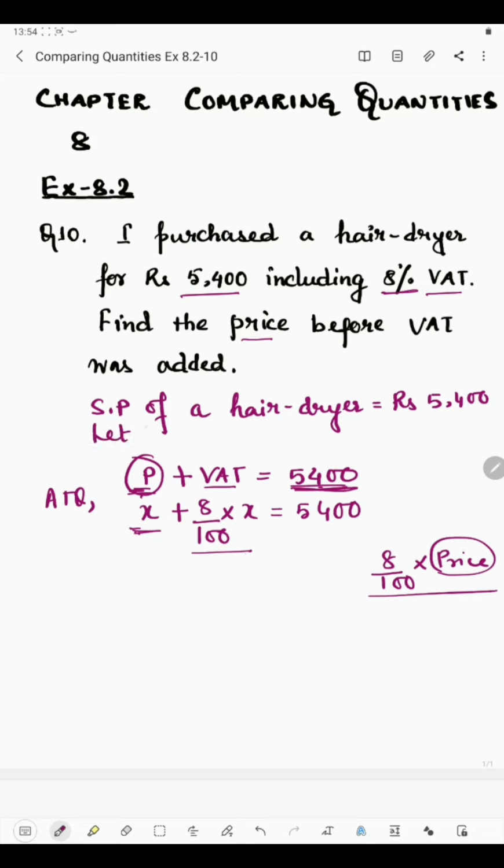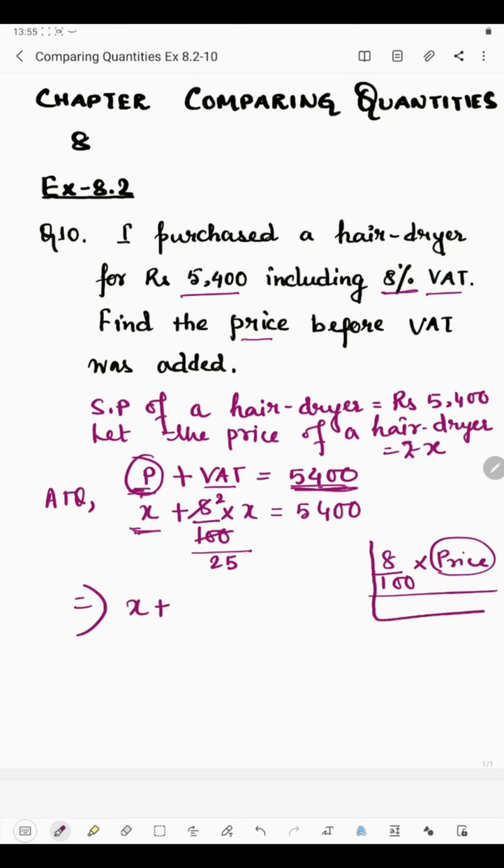So before this you just mention, let the price of the hair dryer be X rupees. Okay, now here 4 2s are 8, 4 25s are 100. So X plus 2 into X, if you multiply the numerator we'll get 2 into X, and here nothing means 1, so 25 into 1 is 25, is equal to 5400.